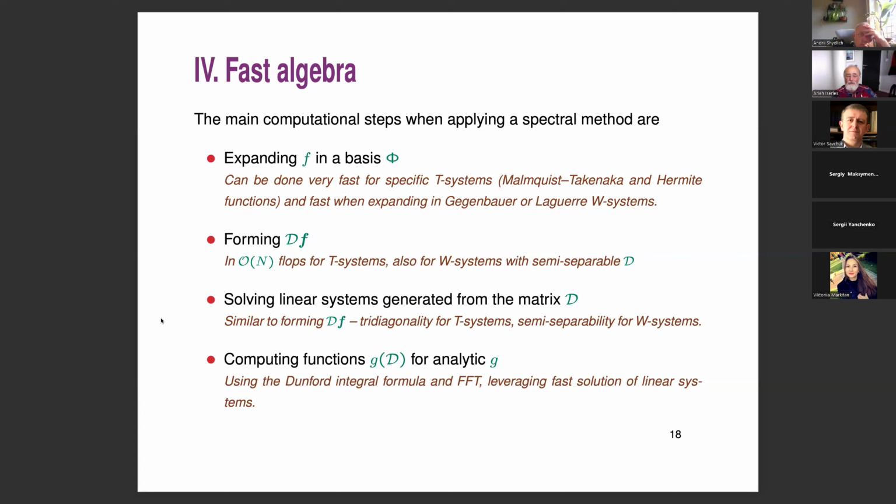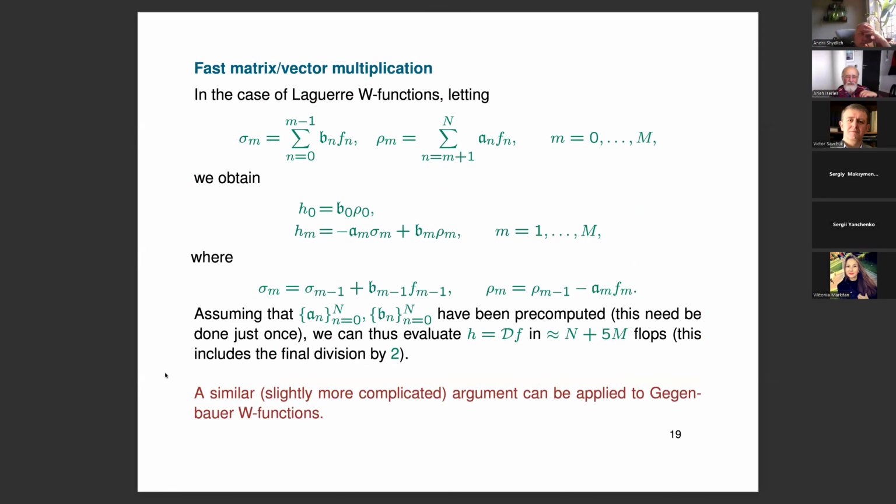Finally, we might want to compute functions of D. For example, the exponential of D to solve the linear ODE system. Or, for example, sine and cosine of D if we are solving something like the wave equation. Well, in that case, we can use the Dunford integral formula using FFT. If there is time, I'll mention how to do it. And again, this can be done very fast. So everything here can be done fast, provided you do things correctly.